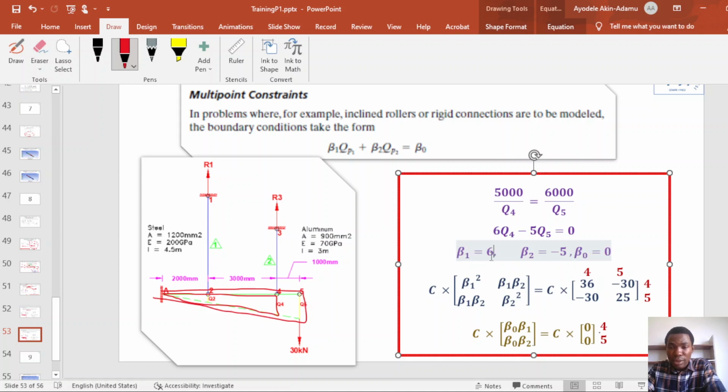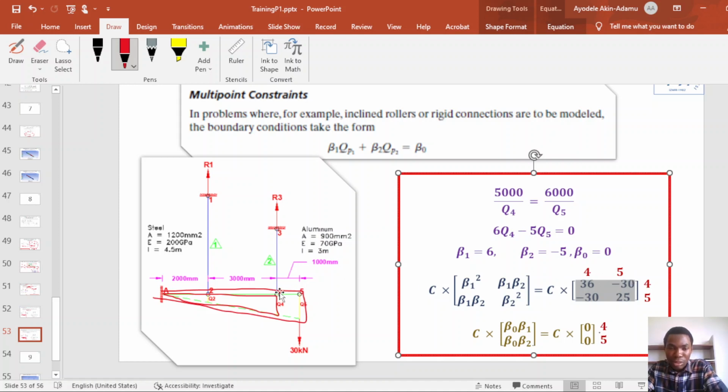In the same way, Q4 will represent our Q1 and Q5 will represent our Q2. Q5 is the boundary condition with load applied. The other Q is the boundary condition without any load applied. So from this we can define beta 1, beta 2, and beta 0, and we can form this equation and also form this matrix. We add this matrix at position 4 and 5 in the global stiffness matrix.